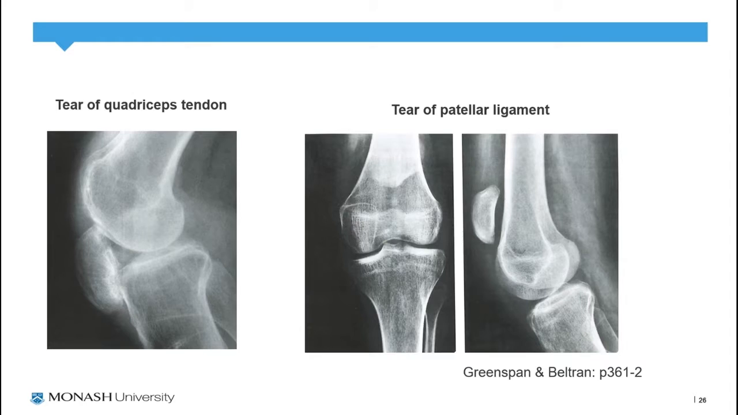And here we've got an example on the left of a tear of the quadriceps tendon. You can see that the patella has been pulled downwards, and the image on the right has a tear of the patellar ligament, and you can see this with the pull of the patella superiorly.